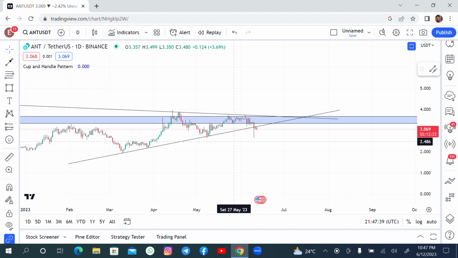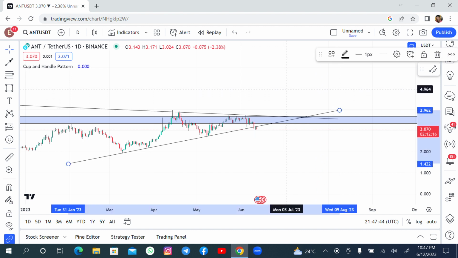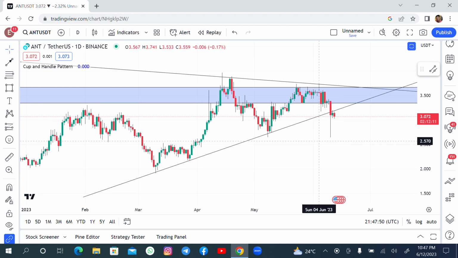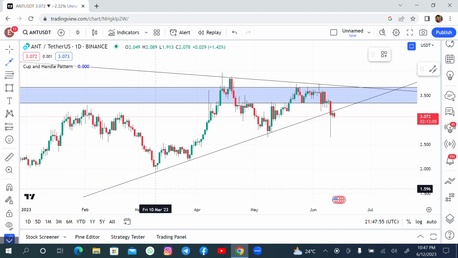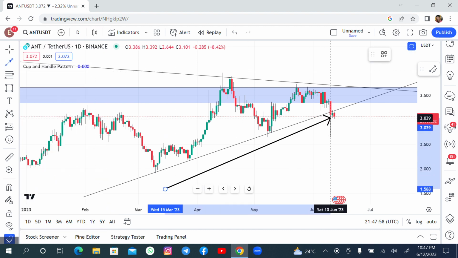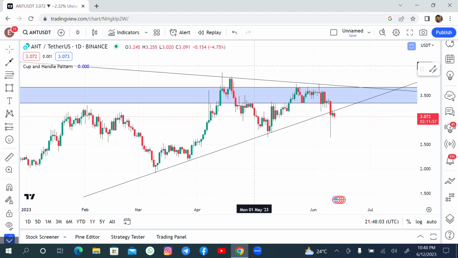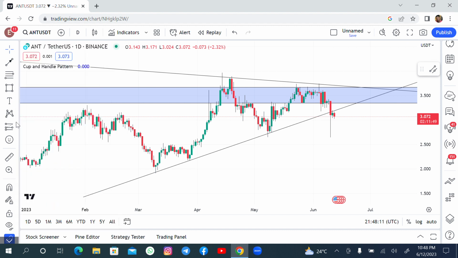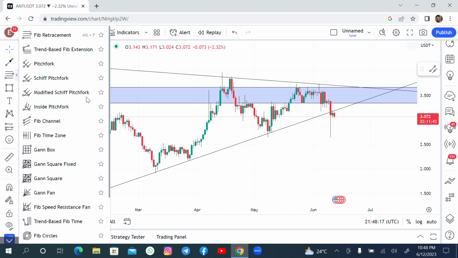And now price has actually broken down from this symmetrical triangle. We've seen that price has broken down and it's looking more like price has retested this area. Or maybe I just need to use some tools to show you guys what exactly is happening.